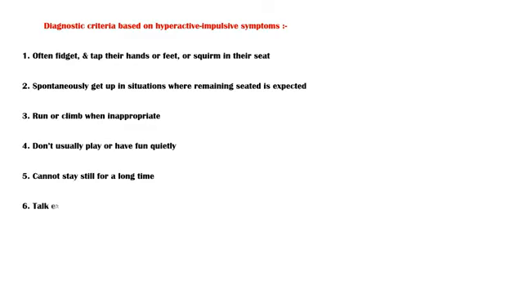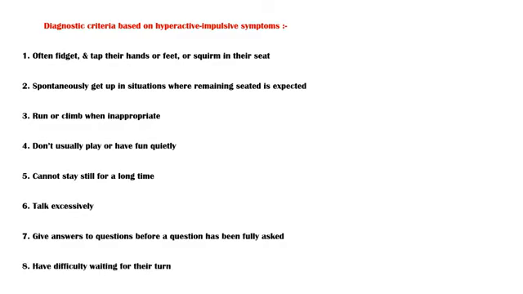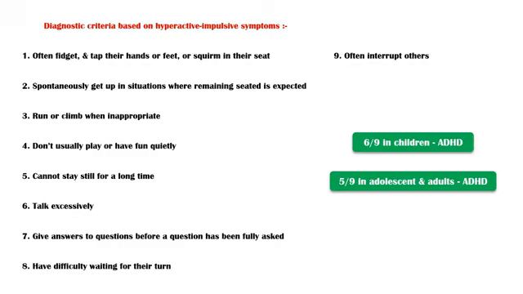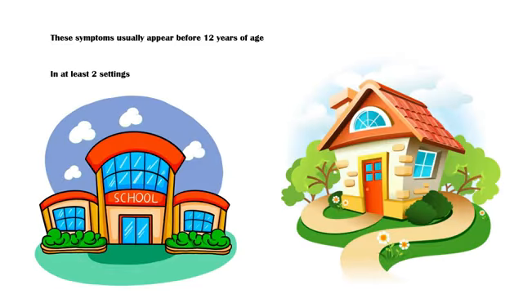They talk excessively. They give answers to questions before a question has been fully asked. They have difficulty waiting for their turn, and they often interrupt others. Children who have at least 6 out of the above 9 features are considered to have ADHD. In adolescents and adults, the presence of 5 features is enough to make a diagnosis. It is important to note that these symptoms usually appear before 12 years of age, in at least 2 settings, such as school and home.